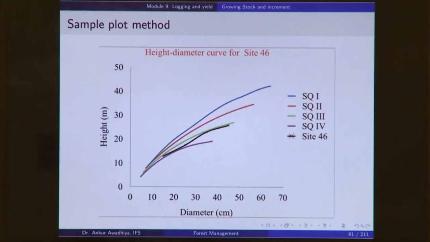So, in this case we will say that the site quality of the forest stand in Timley is site quality 3. So, this is also another method of finding out the site quality.